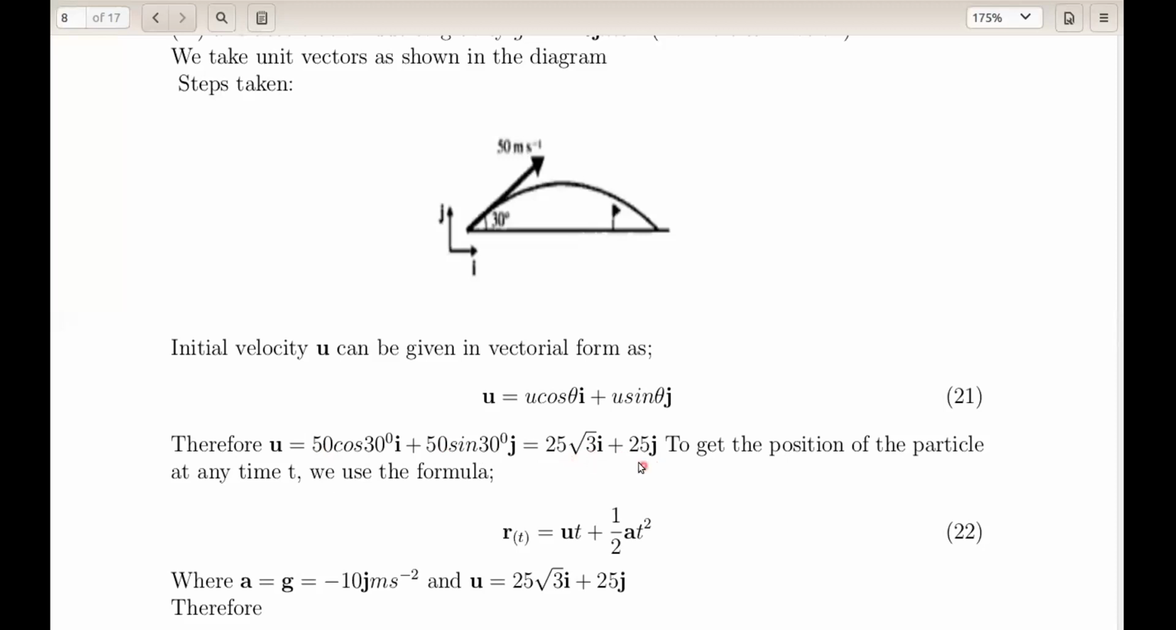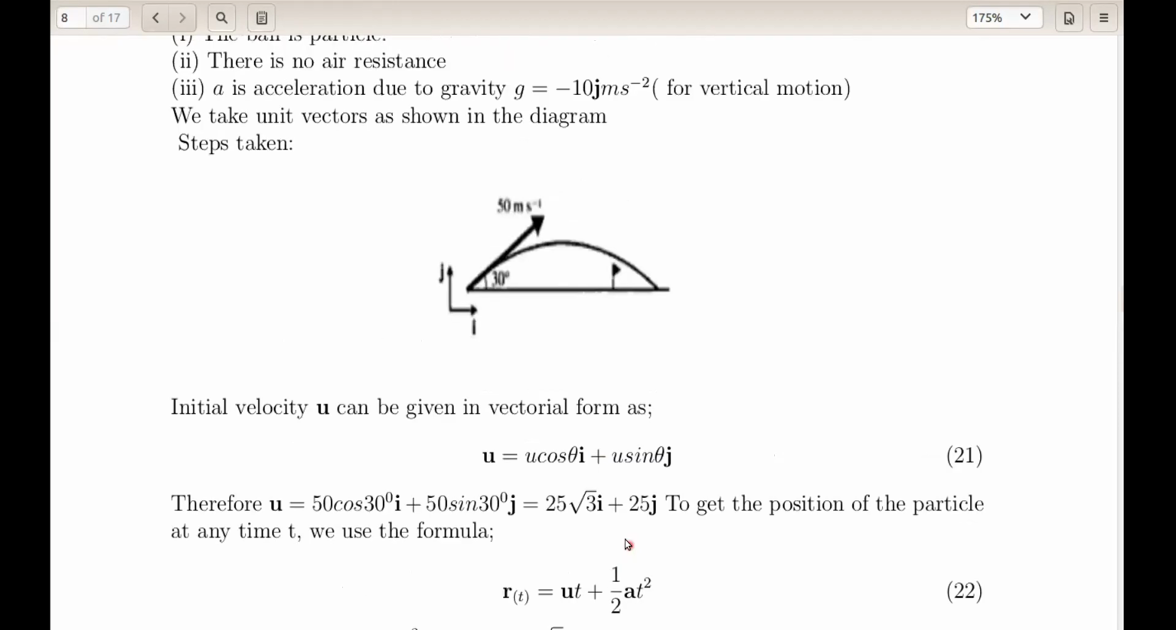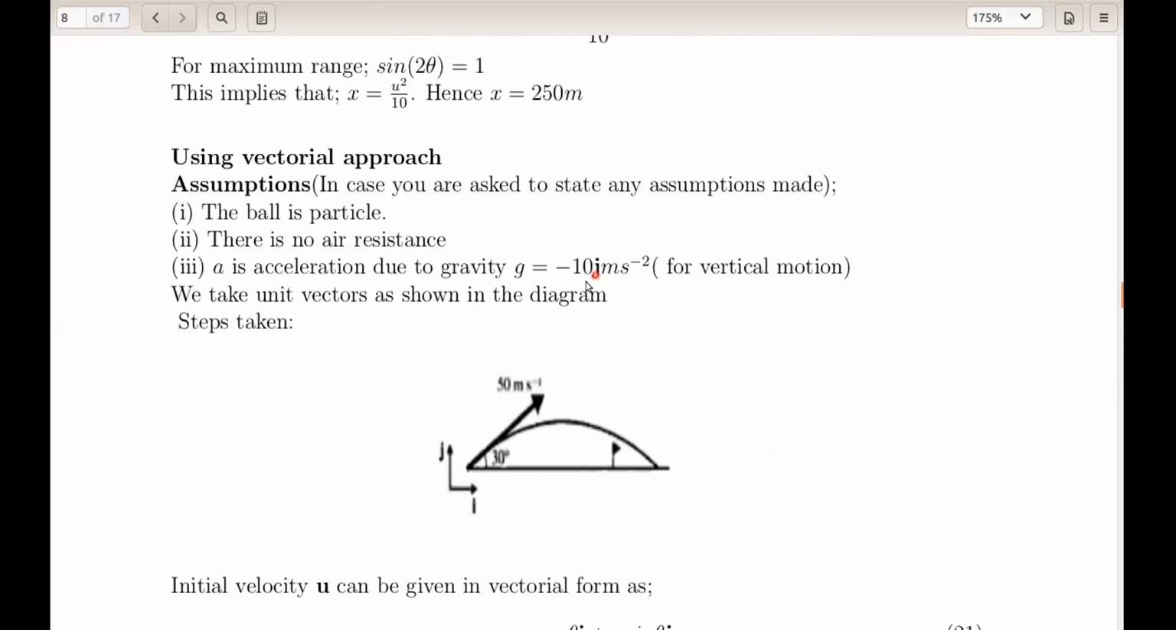Now, to get the position of the particle at any time t, we use the formula. This is the position of the particle at any time t, where this u is the initial velocity, which is this one in vector form. And then acceleration is the acceleration due to gravity. This acceleration due to gravity, I also wrote it in form of vectors. This J simply tells us that it acts only in vertical motion, not horizontal motion. I guess we are following.